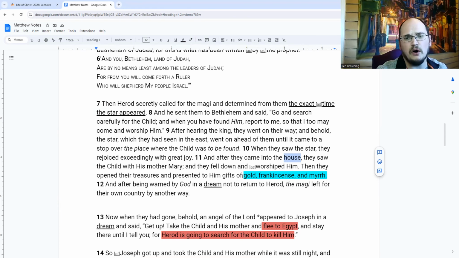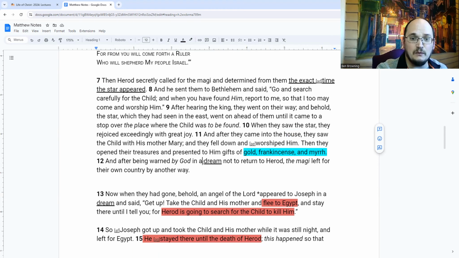Some people will argue that these are connected with the fact that he's going to die one day, because frankincense and myrrh could be used in burial ceremonies. That's not 100% tied at this point, but these would have been very expensive things. So they worship him, or at the very least, they bow down to him and they show homage to him as a king. So we have this kingly imagery here.